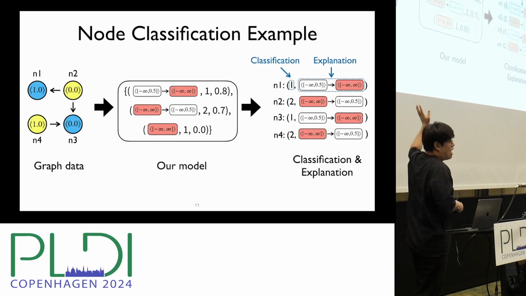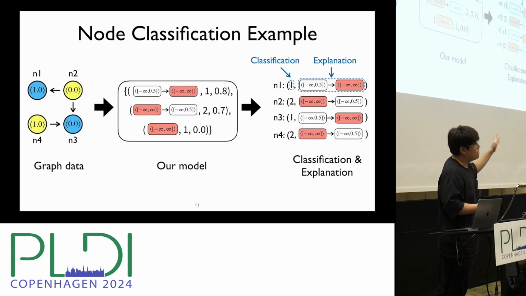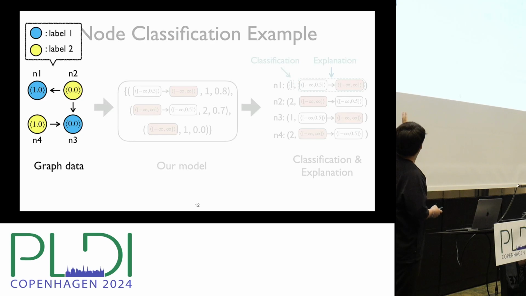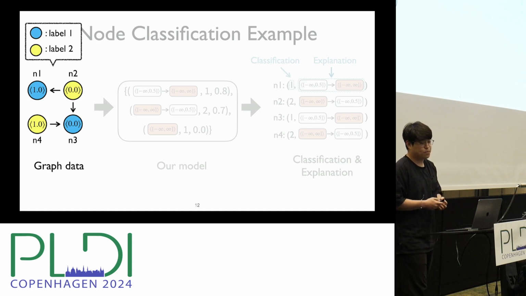This slide shows what our model looks like and how it works with a simple example. This is example graph data consisting of 4 nodes. In this graph data, each node has a feature vector. The 2 nodes N1 and N4 have the feature 1, and the 2 nodes N2 and N3 have the feature 0. The blue-colored nodes belong to label 1, and the yellow-colored nodes belong to label 2.